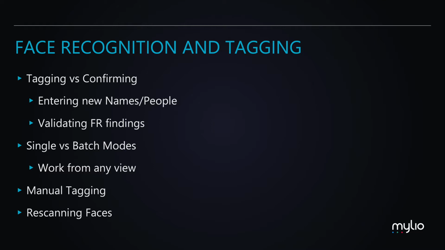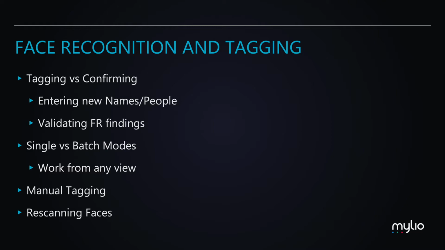And all you have to do is tag a few faces, usually between 3 and 5 faces. That will teach Mylio enough about the facial aspects of an individual so that face recognition kicks in and Mylio starts grouping all the photos of that person in that album that you just created. Now, validating the face recognition findings is what we call confirmation. So there's a difference between tagging a face and confirming a face.